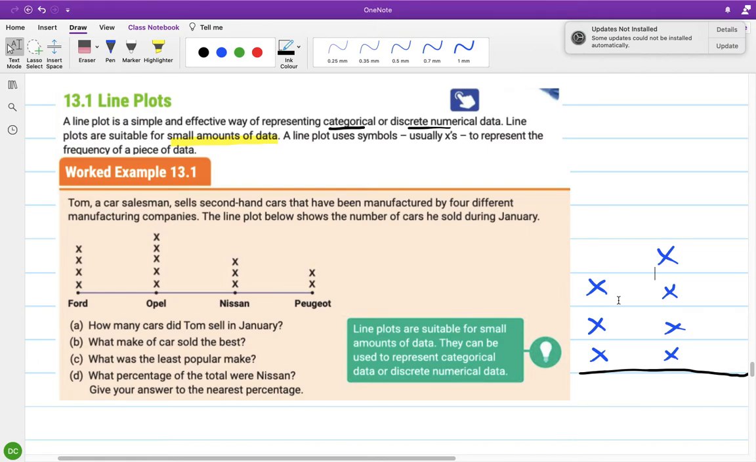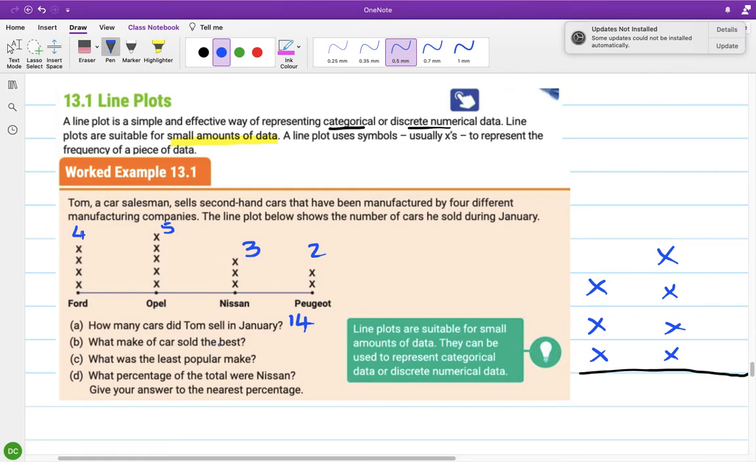All right. So, Tom is a car salesman. He sells second-hand cars that have been manufactured by 4 different manufacturing companies. The line plot below shows the number of cars he sold during January. So how many cars did he sell? Well, he sold 4 here, 5 here, 3 here, and 2 here. Is that right? 1, 2, 3, 4, 5. Yeah. So 14 cars sold in January.